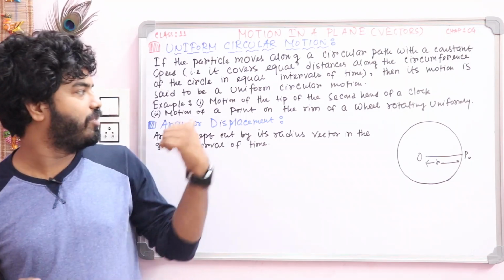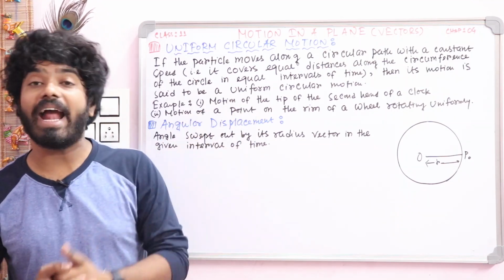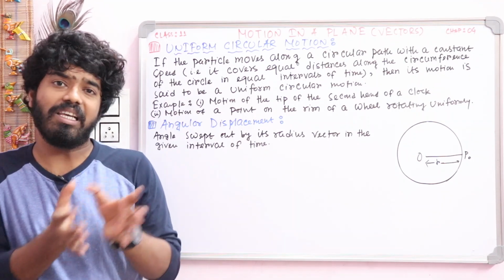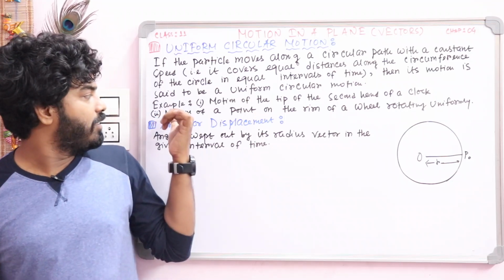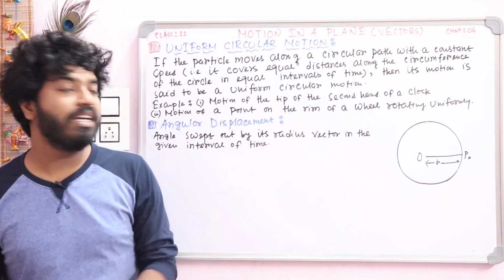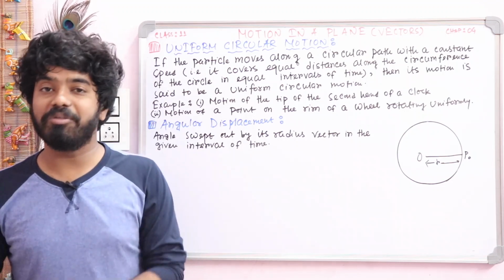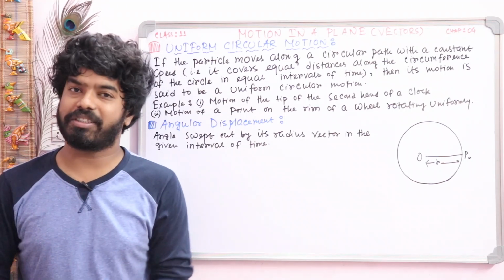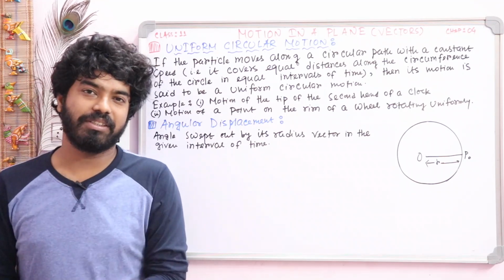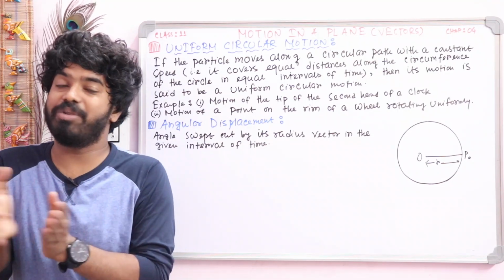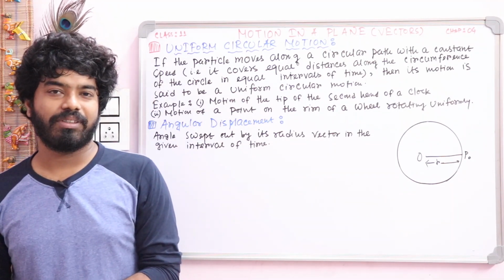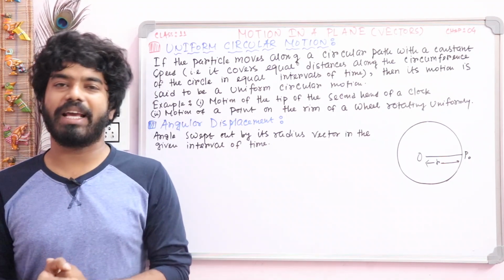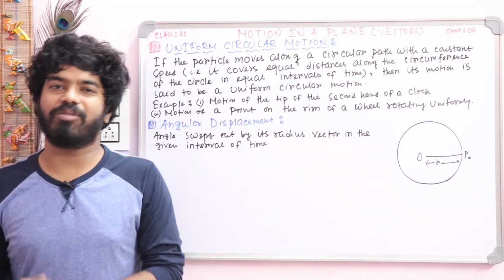For example, the motion of the second hand of a clock is a uniform circular motion. It covers equal distance in equal intervals of time. The motion of a point on the rim of a wheel rotating uniformly is also an example of uniform circular motion. Suppose you are cycling along a circular path with a constant speed, say 10 km/h. Your motion is called uniform circular motion.